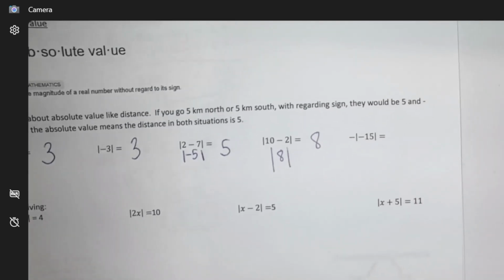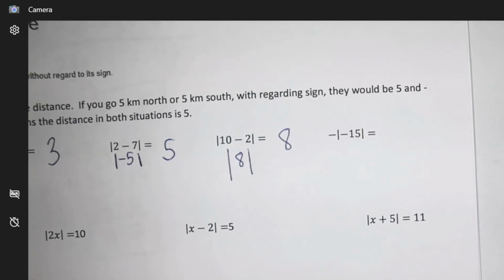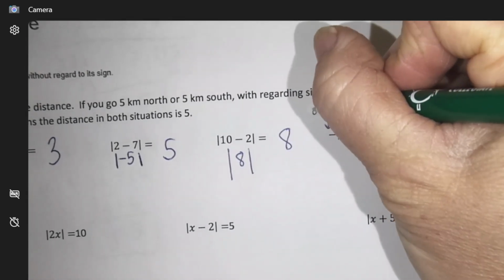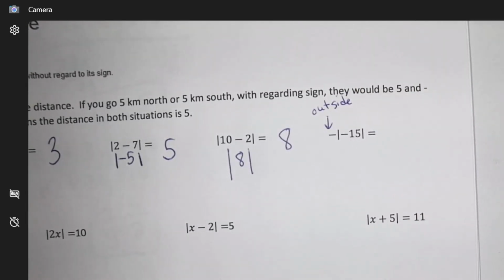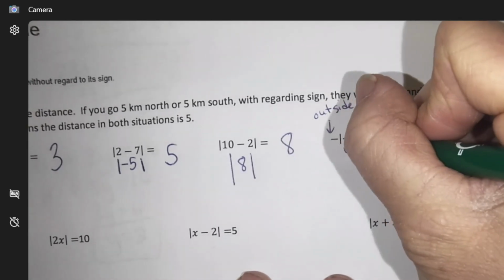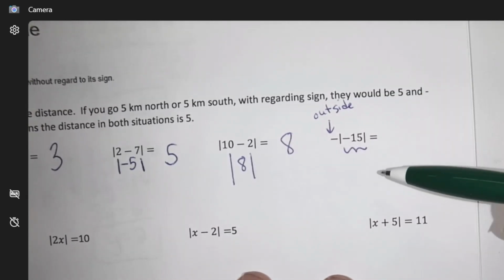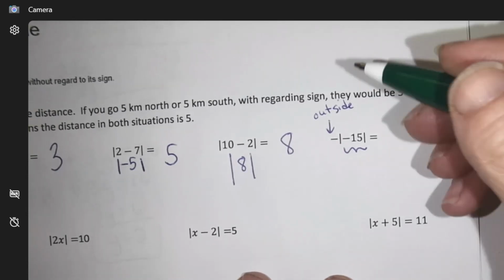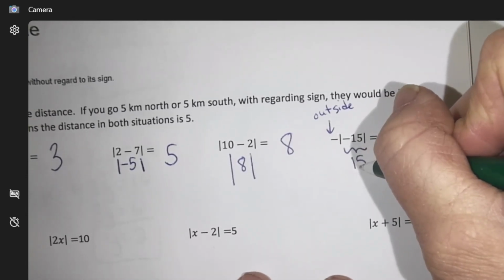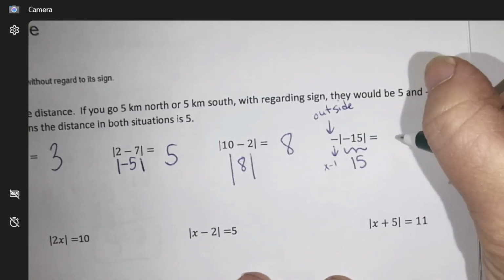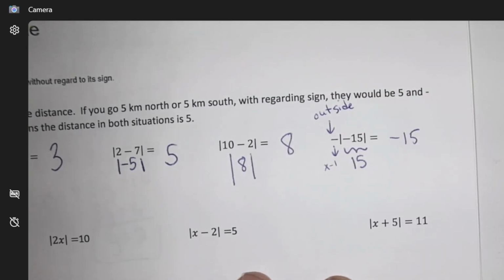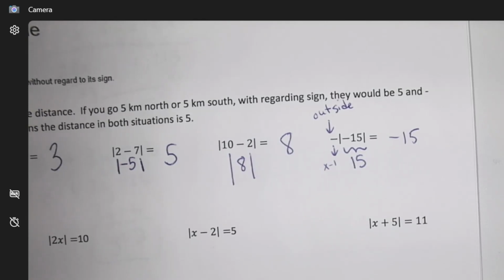Okay, this one's a little bit different because this is outside of the bracket, so that's treated differently. So if I do this part, what's the absolute value of negative 15? 15, but then I have to times by a negative 1. So that one ends up being negative 15 because of that negative being outside after the fact.